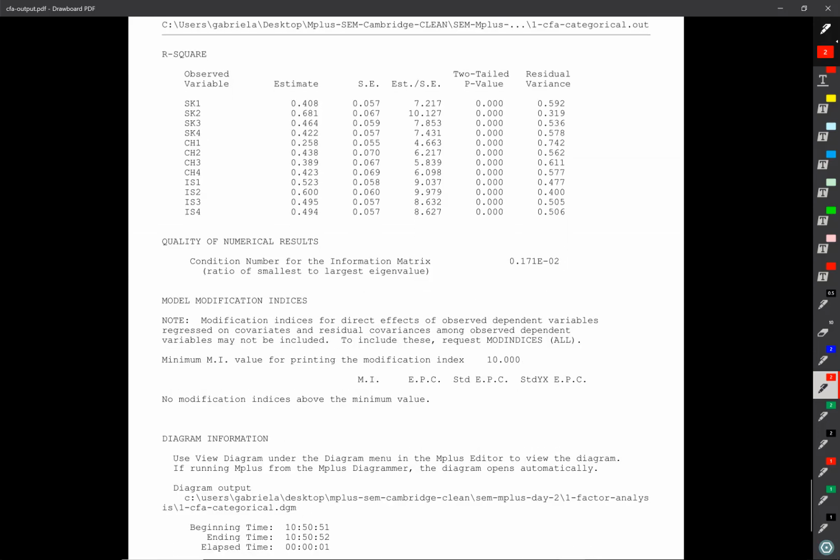Okay, so let's scroll down further and see what else it is we get. We are now almost at the end. So we get this section titled R-square. Do you remember what the R-square represents? What do you think that first number there means?